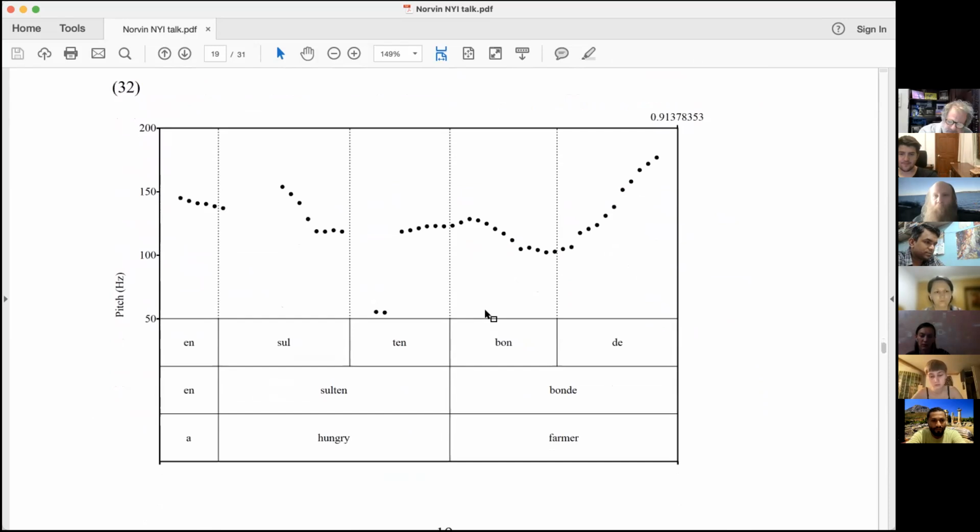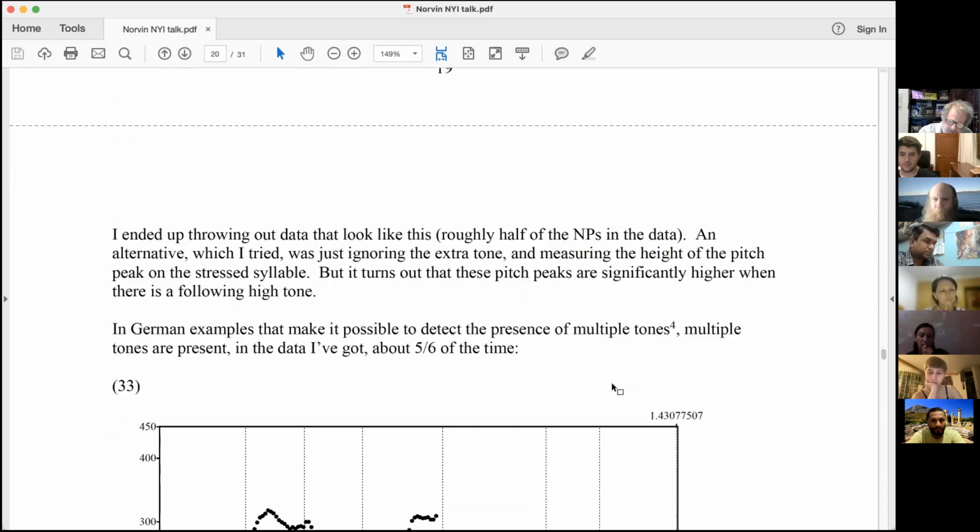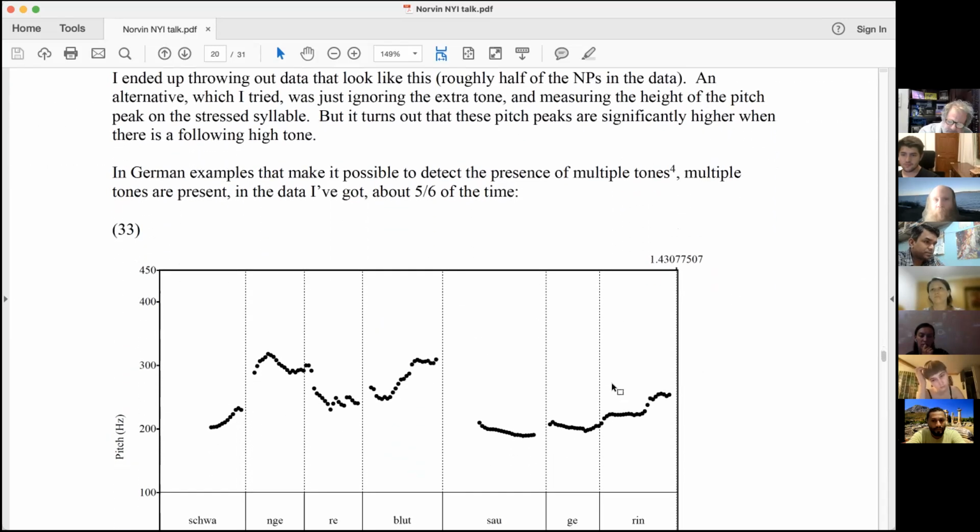Recall when I was talking about the pitch experiment, I showed you Norwegian, and I said Norwegian often has too many tones on words, and I have to throw out a bunch of data. Yeah, so "farmer" in the pitch track in 32 has 2 high pitches on it, and the system that I was showing you doesn't make the right cuts if we include those data. So I ended up throwing out data like those.